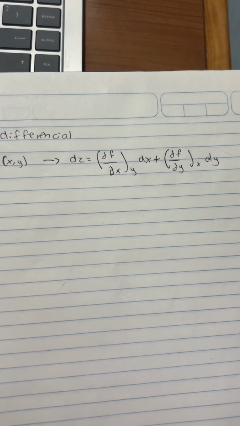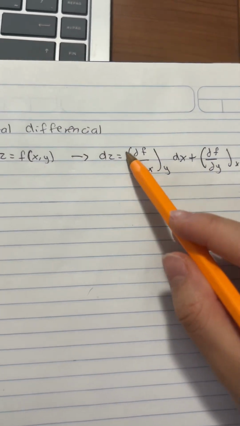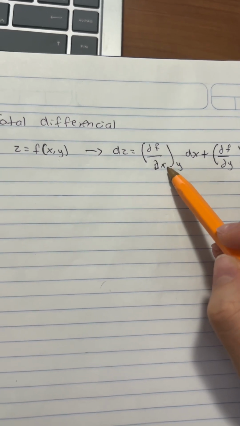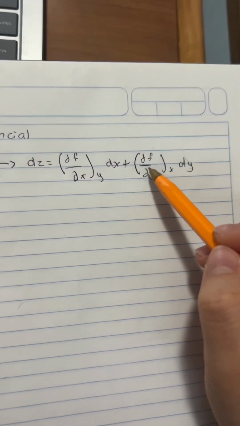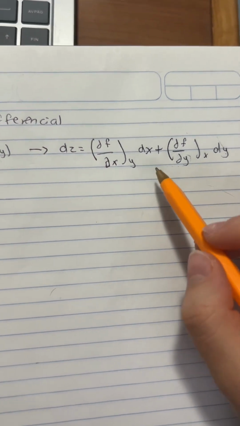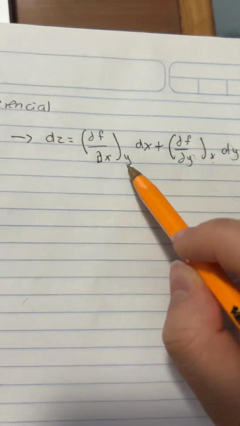So in this formula, dx is the small change in x and dy is the small change in y. Then we have the partial derivative of f with respect to x, and also with respect to y. The partial derivative of f with respect to y is taken keeping x constant. Here it's the same, but with y, the y is the constant.